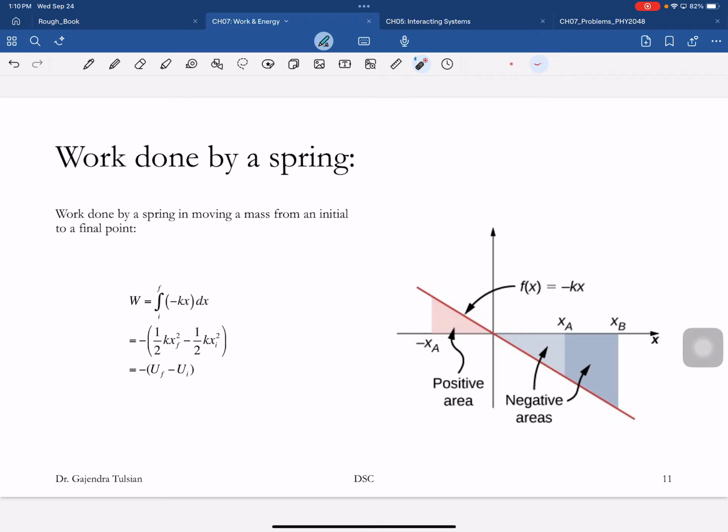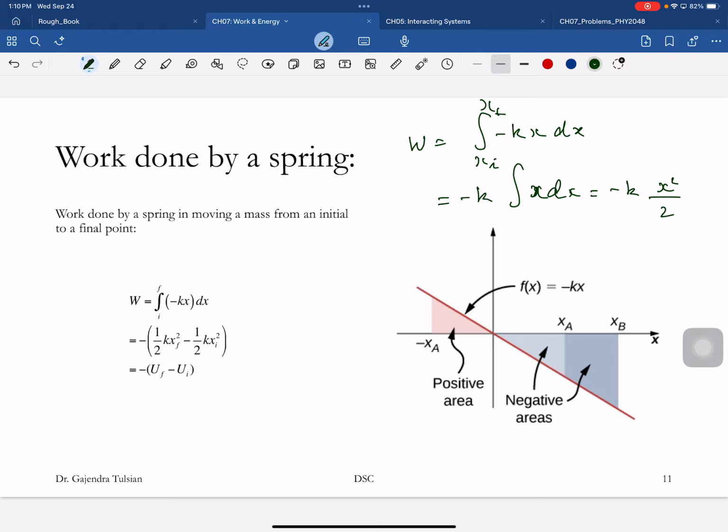The integral of x is x squared by 2. K is a constant, so the integral of minus kx is minus k times x squared by 2, and then you apply the limits. And there's the answer.